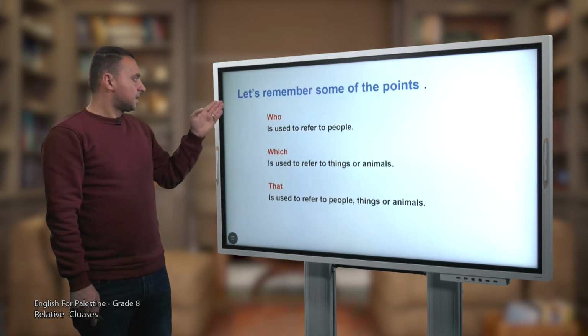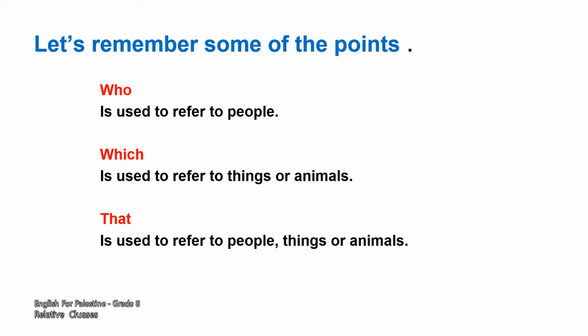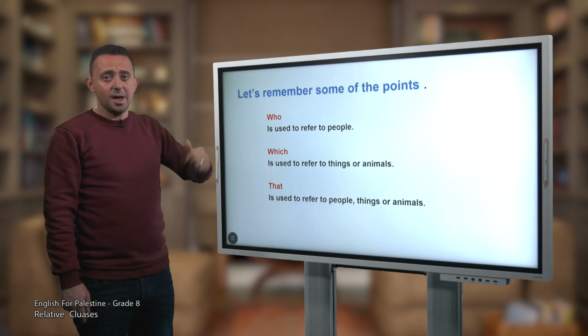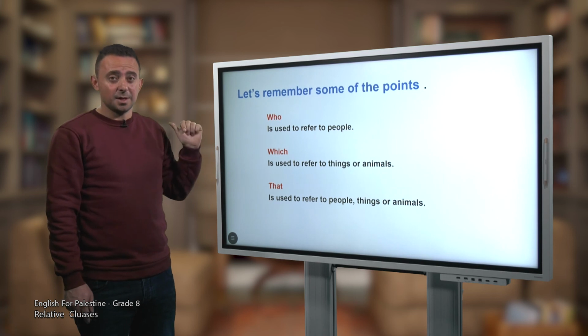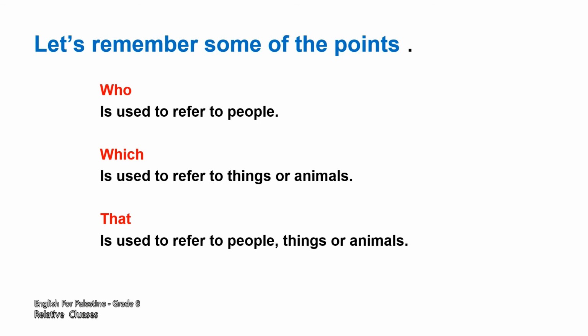Now, let's remember some of the points. Who is used to refer to people, as we have just explained. Which is used to refer to things or animals. That is used to refer to people, things, or animals.